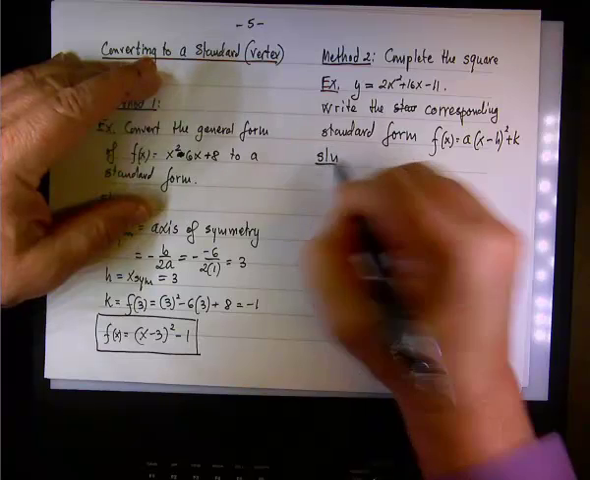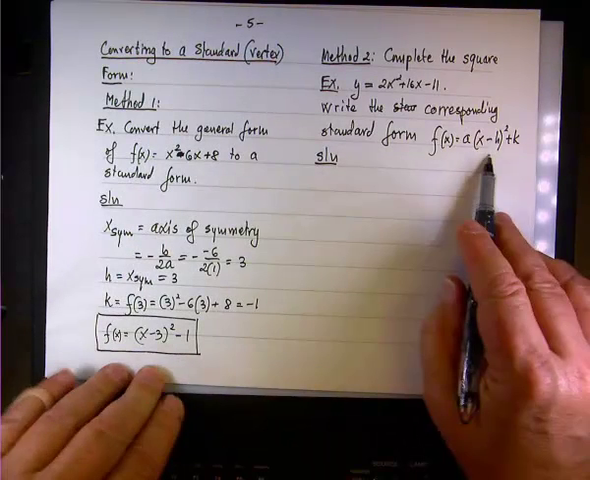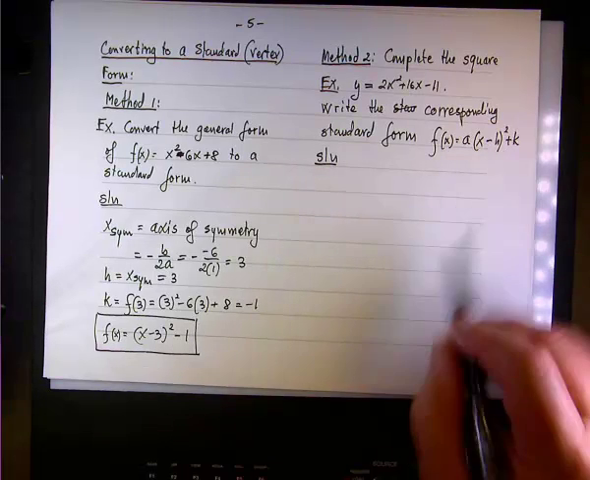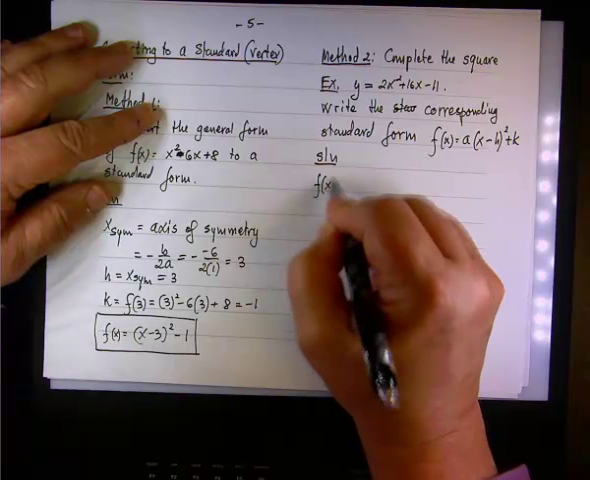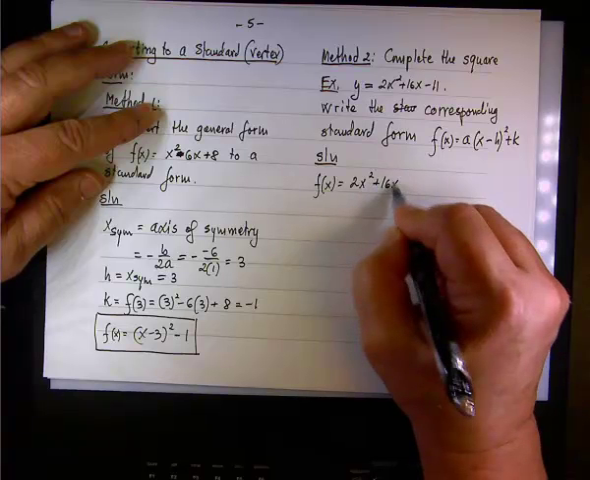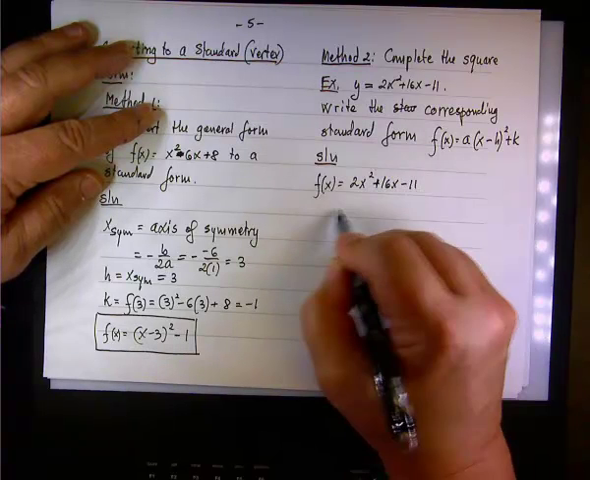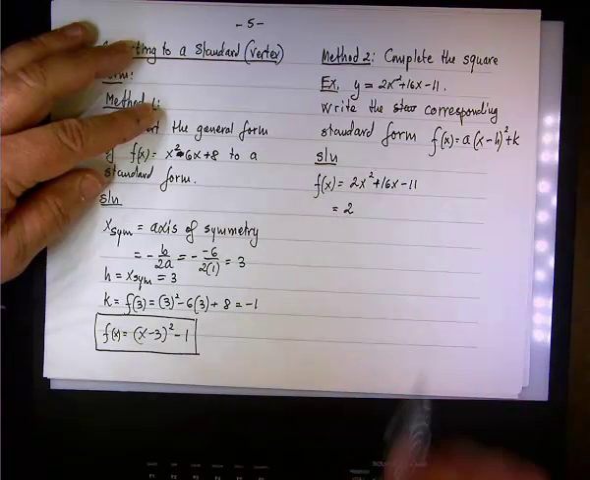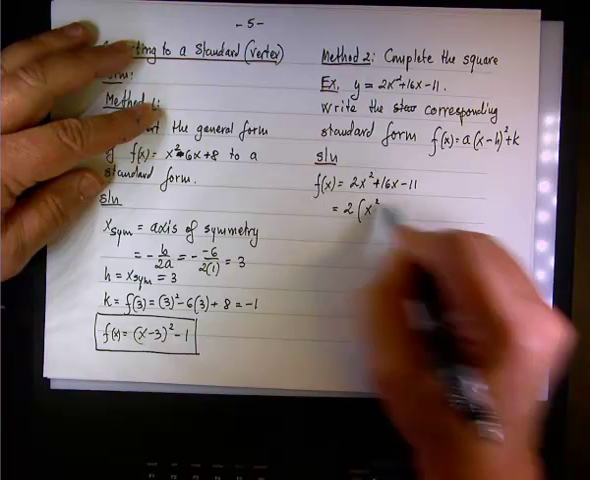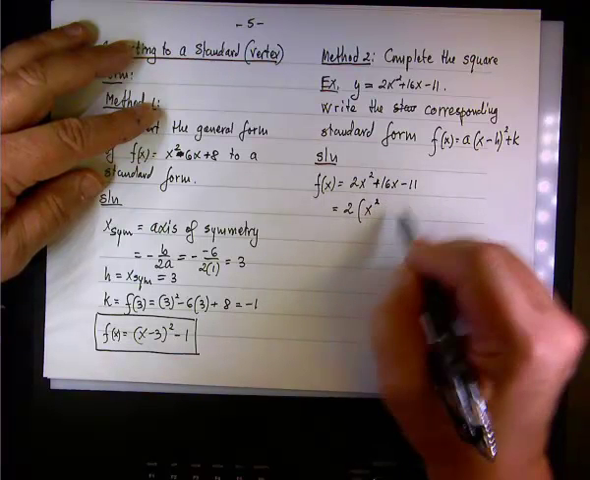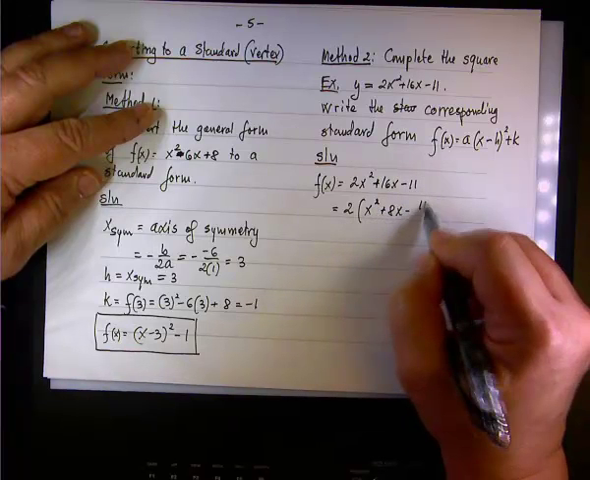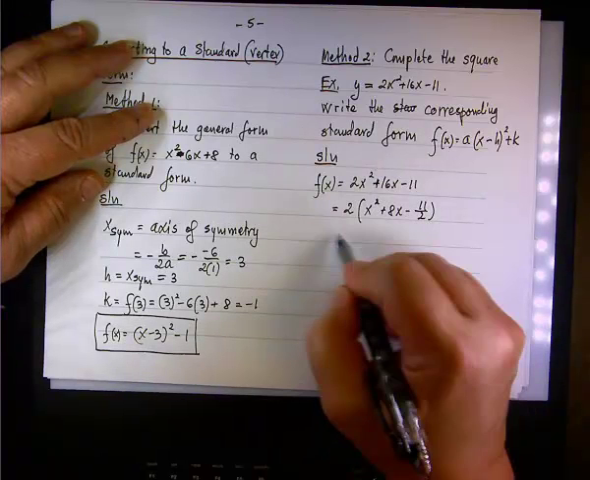The solution in this case. Since I'm looking at the general form, I see that I have a coefficient multiplying a square of a binomial. So I'll start and I'll say f of x equals 2x squared plus 16x minus 11, and I'll factor 2 out of it. So now I have 2 times the trinomial x squared plus 8x minus 11 over 2. Okay.